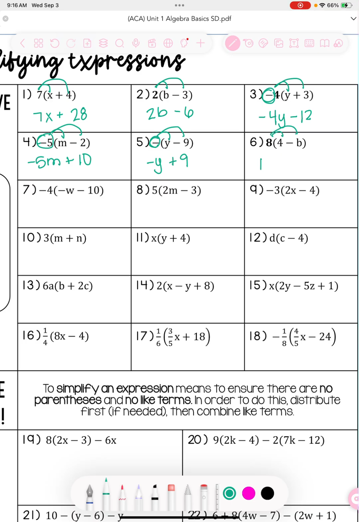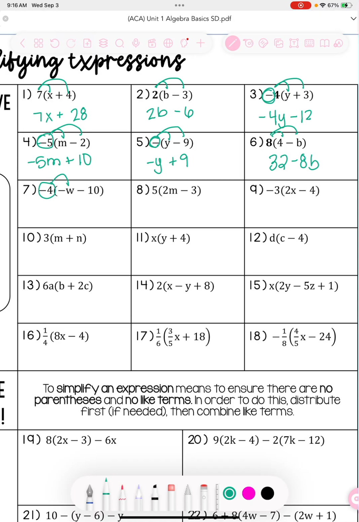Here into both of those, 12, not 12, I was just trying to add instead of multiplying. So I have 32 minus 8b. We could rearrange that and put the variable first, but we'll go ahead and just leave it like that.